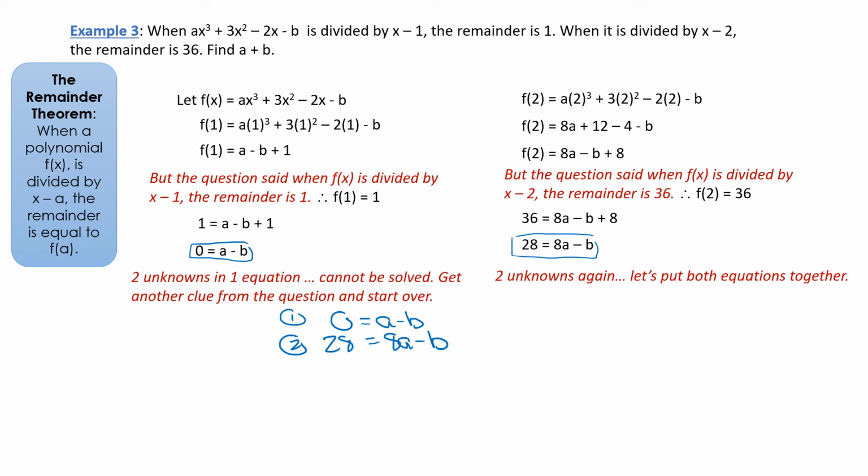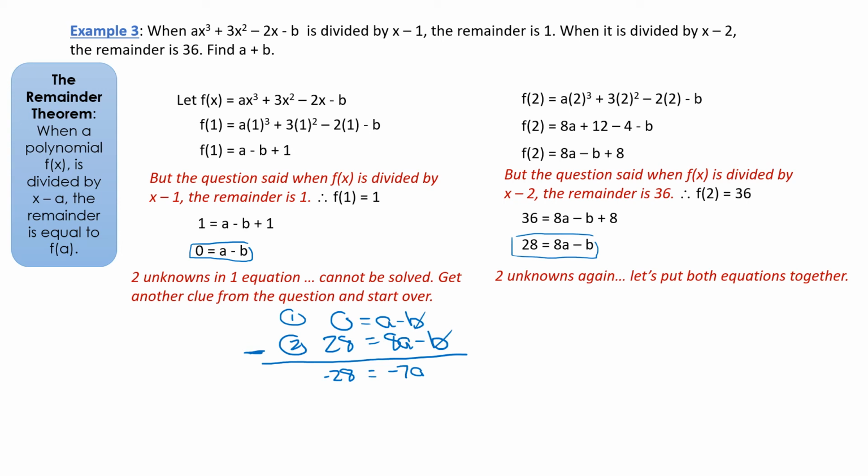Well, the easiest method. Well, let's do elimination here. So elimination, these b's already match, so I'm going to subtract. 0 minus 28 is negative 28. A minus 8a is negative 7a. And the reason I chose elimination here is because these are now gone. Negative b subtracting.